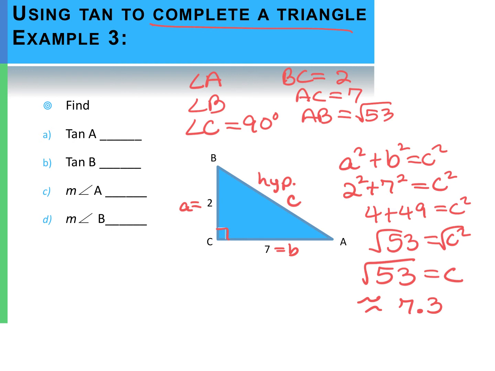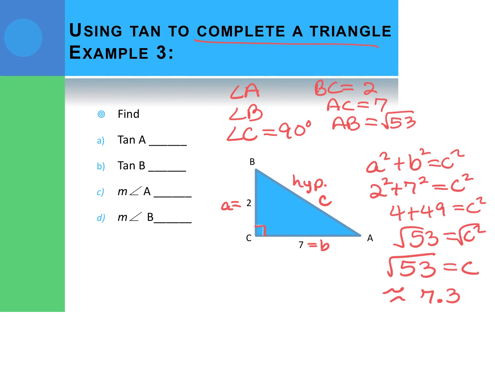I now need to go back and find the 2 acute angles. And in order to do that, I'm going to be using my inverse tangent. So what I'm going to do here is first find tangent A. So let me label my sides based off of angle A. So angle A is here. The side that is opposite to angle A is the 2, and the side that's adjacent is the 7. So the tangent of A, the ratio, is 2/7. I'm going to use this ratio to find the answer to part C.